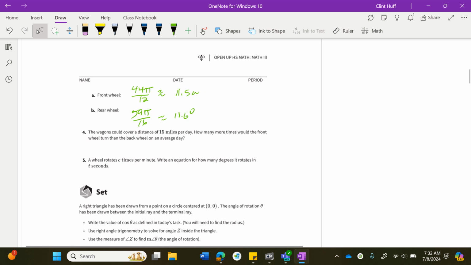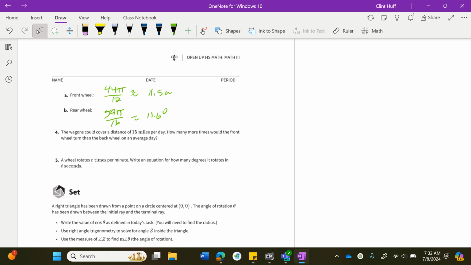The wagons cover 15 miles per day. So this is how many more times does the front wheel turn in terms of the back wheel. To find out how many times it turns, every revolution of the wheel, it covers the circumference of the wheel. This is sort of like a chemistry thing. This is like unit analysis.